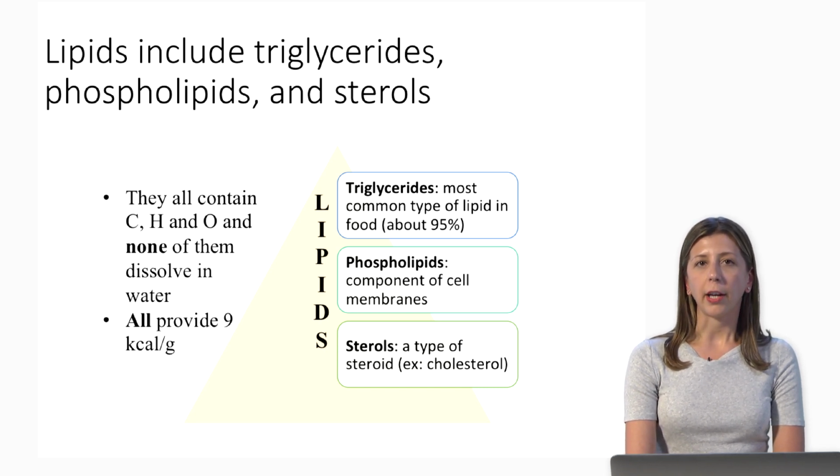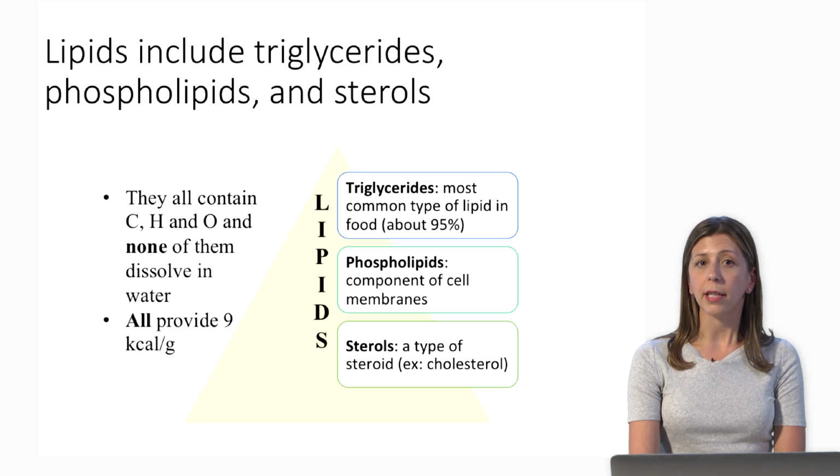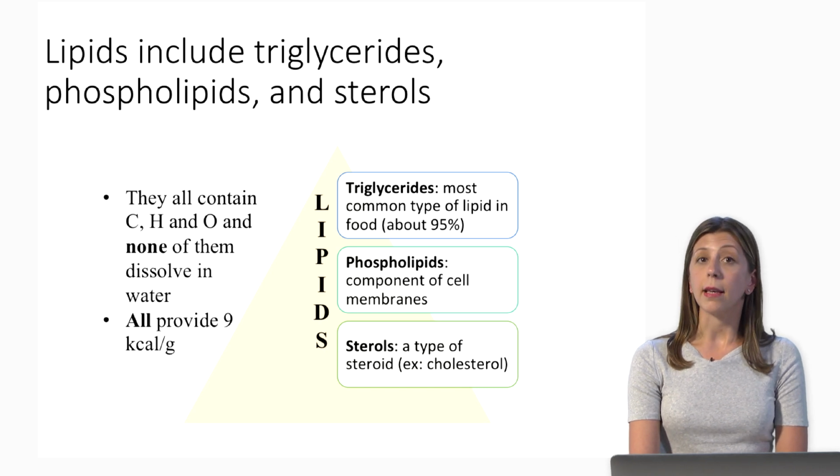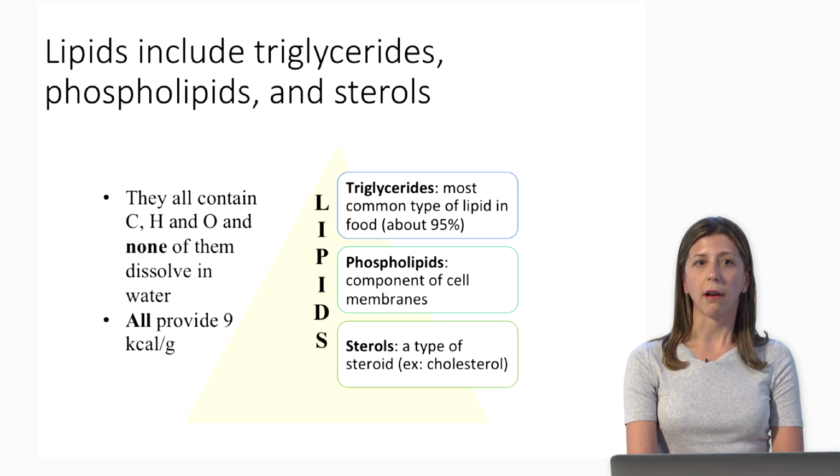Phospholipids. These lipids are actually components of all of your cell membranes. And then we have sterols. So sterols is a lipid. It's actually a type of steroid. An example would be cholesterol. Remember, structurally, they all contain carbon, hydrogen, oxygen.